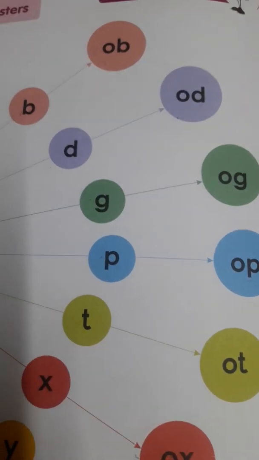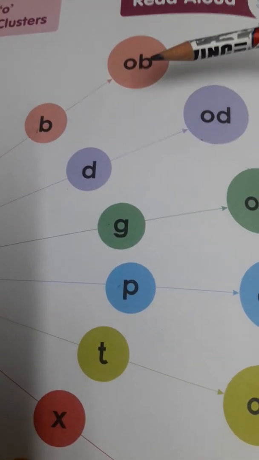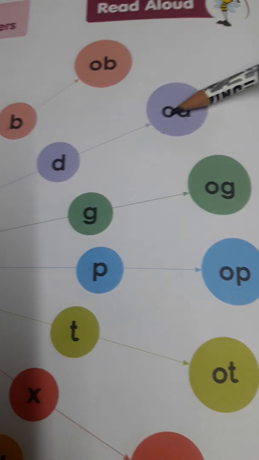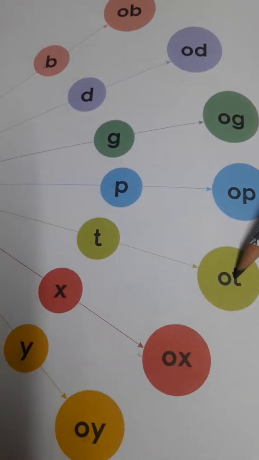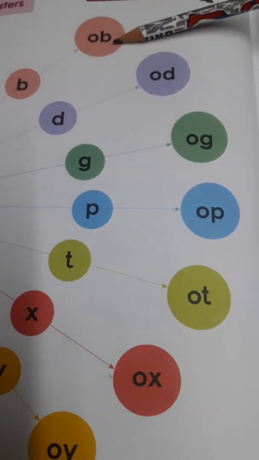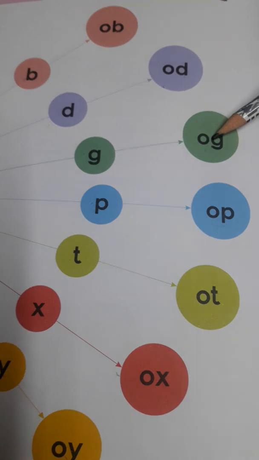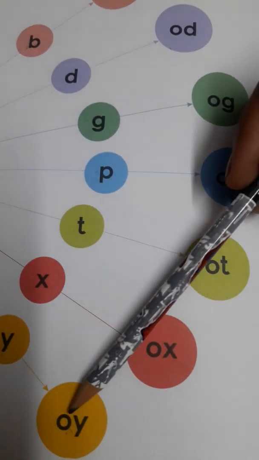Now book 5. Read with me. Ob, odd, og, op, ot, ox, oi. Ob, odd, og, op, ot, ox, oi.